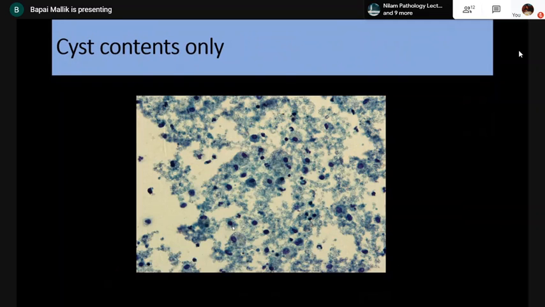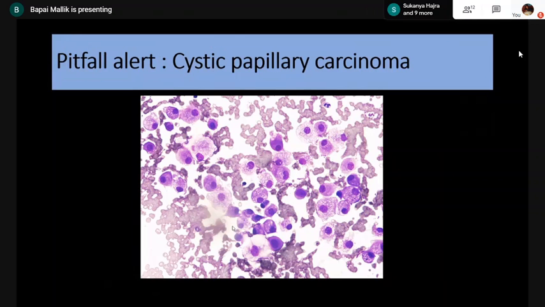Now here is a picture of cyst contents only. Of course, this is inadequate. If you don't see anything else, this is inadequate. But this is a pitfall alert. Whenever you see only cyst cells, you might be dealing with something like a cystic variant of a papillary thyroid carcinoma. You'll be seeing a lot of these in the next webinar. But please remember, when you see a lot of cysts in a hemorrhagic aspirate, look at the cyst cells very carefully. You might start finding things like nuclear inclusions in cyst cells and some kind of pallor of the chromatin. So we have to be very careful. It also has a specific place in the AUS category, and we shall talk about it very soon.